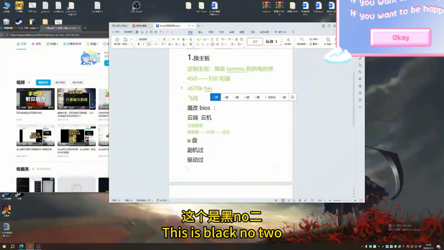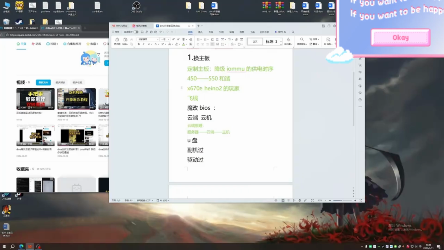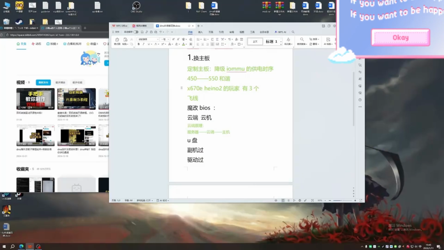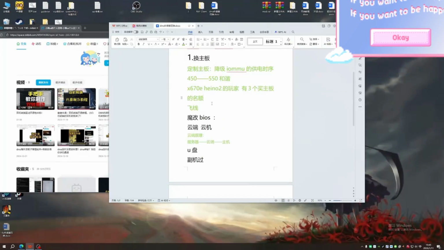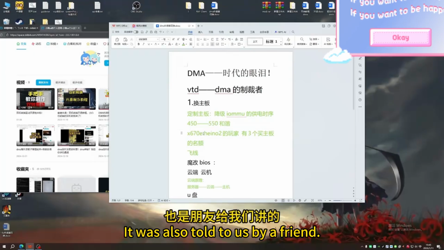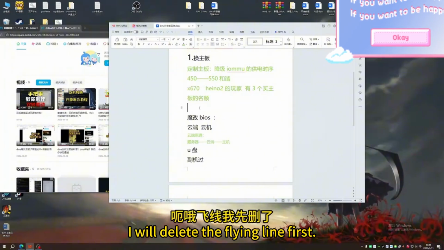This is Black No to player. He has 3 places to buy this motherboard. Okay, this is the X670. I just heard about it recently. It was also told to us by a friend. Oh, I will delete the flying line.